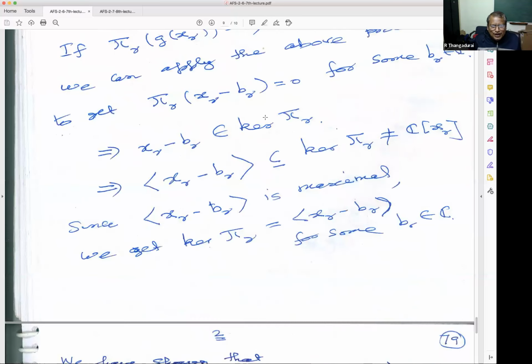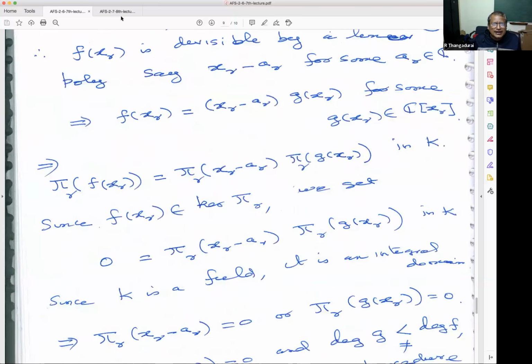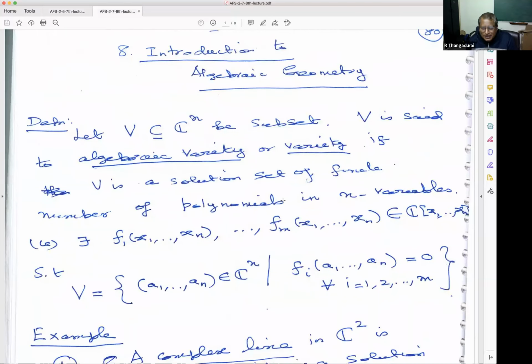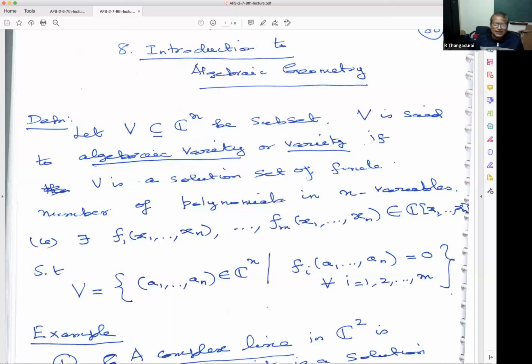So now we are getting into the 8th section of that book. This is called Introduction to Algebraic Geometry. Some geometric objects we are going to define. This is very naturally existing. You will see that after the definition.